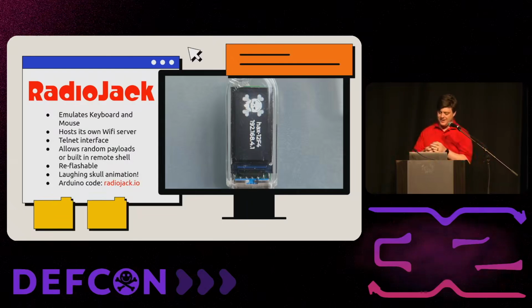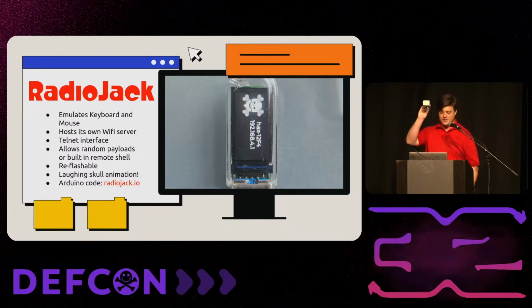So, on the T-Dongle S3, I have a whole bag here, flashed with this open source software. It's open source at radiojack.io. It emulates a keyboard and mouse. It hosts its own Wi-Fi server. You can telnet to it. You can drop payloads. Right now, there's a pre-programmed Windows payload for having a PowerShell prompt, and I'll go over exactly how that works. But nothing says it couldn't work on Linux.